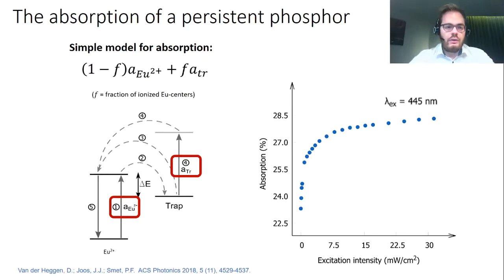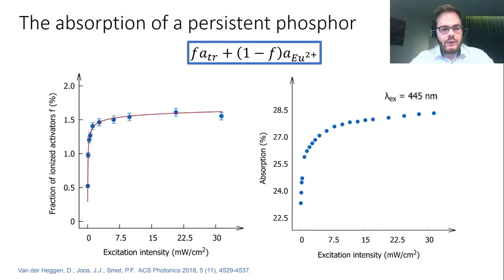And therefore, we can write down the following equation for the average absorption of the phosphor, where the first term represents the absorption due to the activator, due to europium 2+, and the second term represents the absorption due to the filled traps. In fact, the intensity dependency of the absorption is introduced through the intensity dependency of F, which is the fraction of ionized europium centers or the fraction of filled traps. And this F can actually very easily be determined by varying the excitation intensity of the phosphor, waiting until steady state conditions are reached, stopping the excitation, and then just integrating the afterglow that comes out of the phosphor. The results of such an experiment are shown at the left-hand side, where you can see that this fraction of ionized activators increases with increasing excitation intensity and levels off around 1.6%.